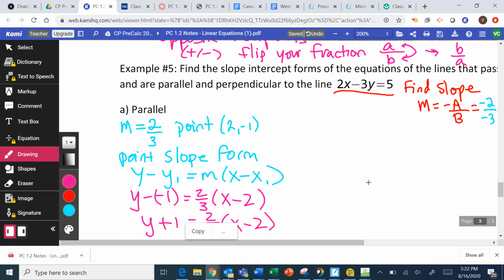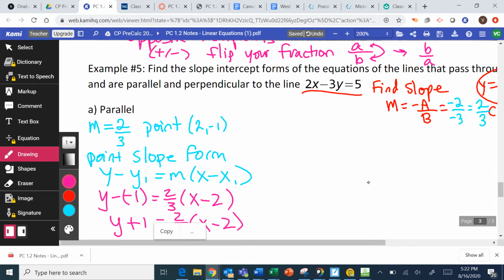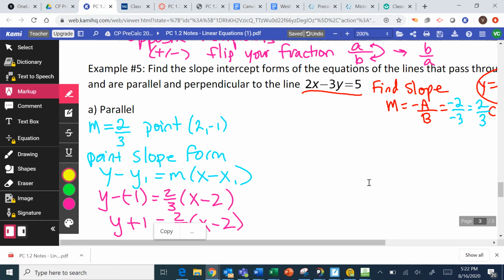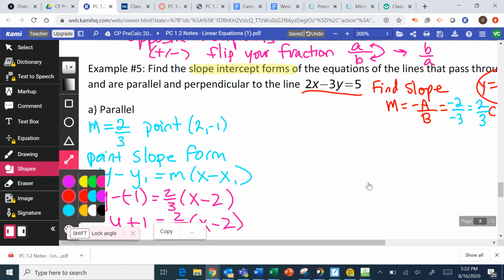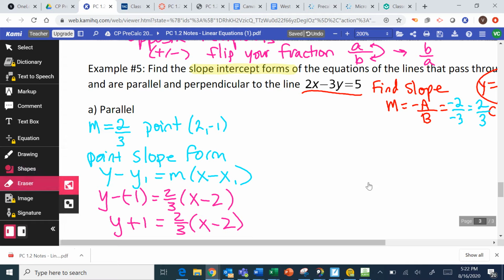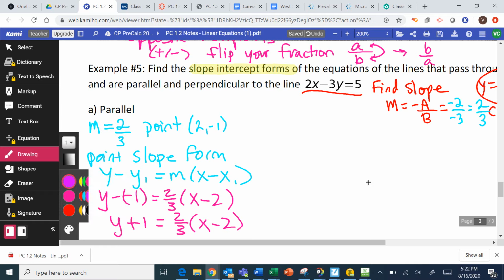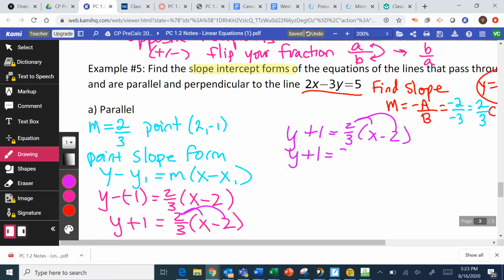Now I check my directions because sometimes I skim through those. Find the slope-intercept form. Oh, that is the form it needs to be in. So I have a little bit more work to do, because I have to change this into slope-intercept form. We're going to distribute 2/3. y + 1 = 2/3 x minus, and remember, when you multiply fractions, you put 2 over 1 and multiply straight across, giving 4/3.